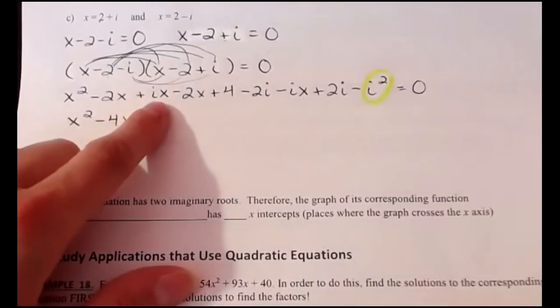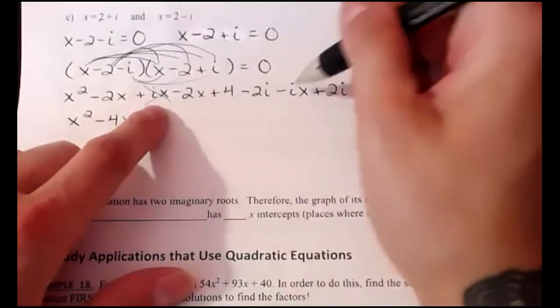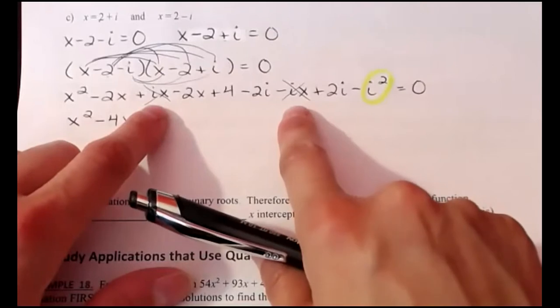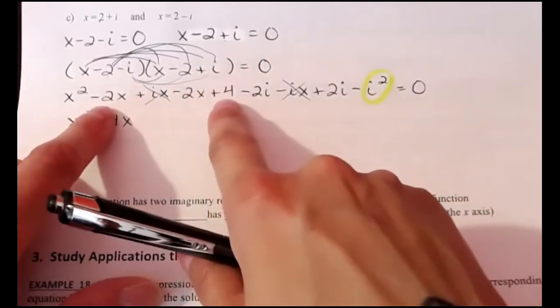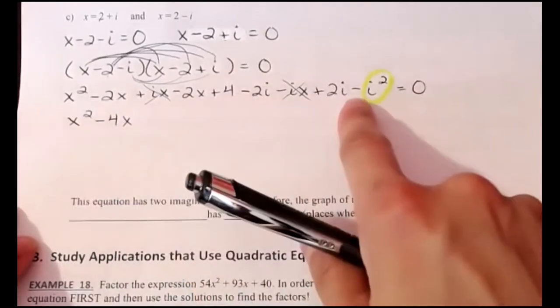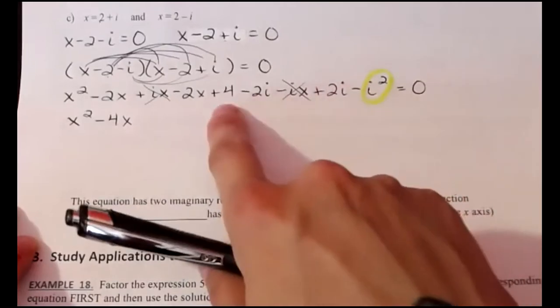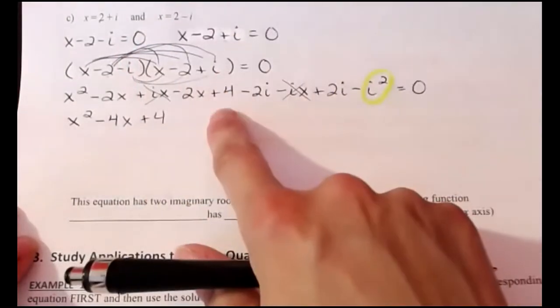Next, I have plus ix and minus ix. Well, that's cool. So these are opposites. They cancel each other out. We already used these two. We have a positive 4, right? Notice we have a minus i squared. So if you wanted to, you can write plus 4 here.